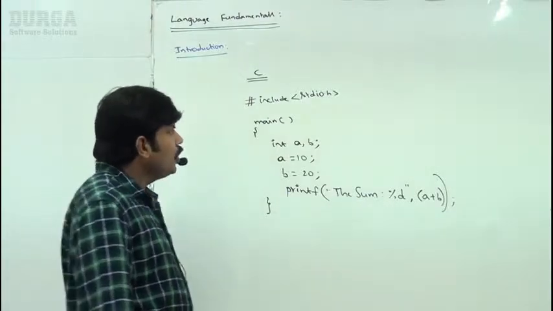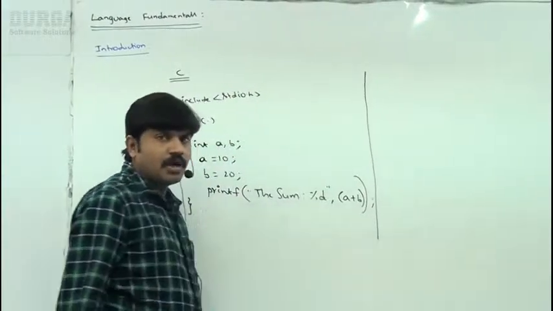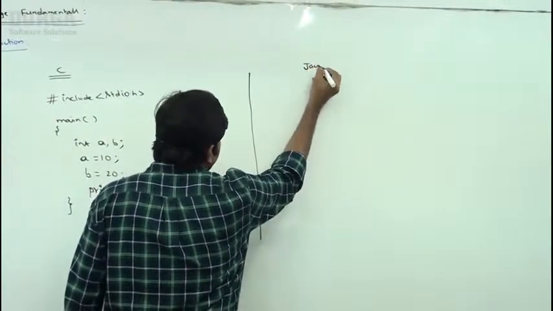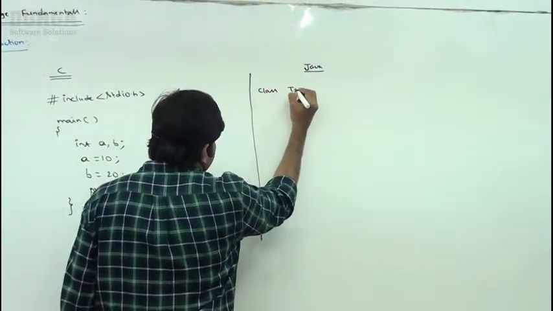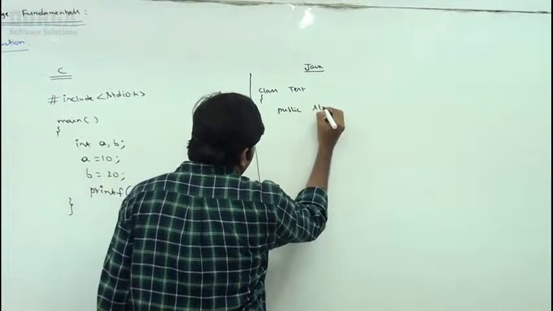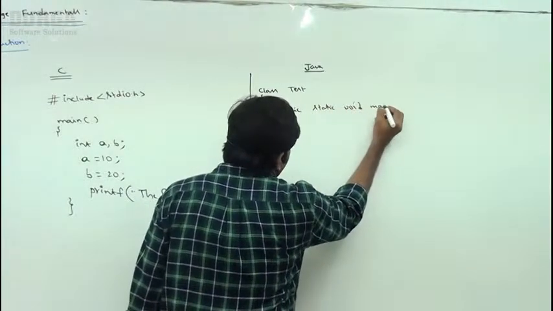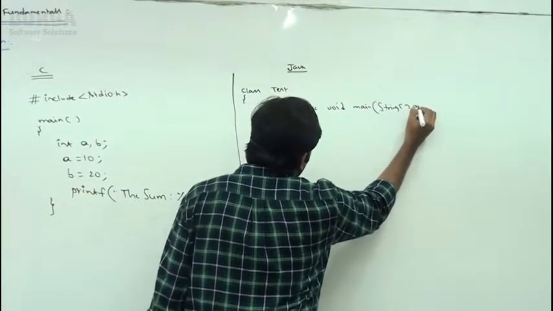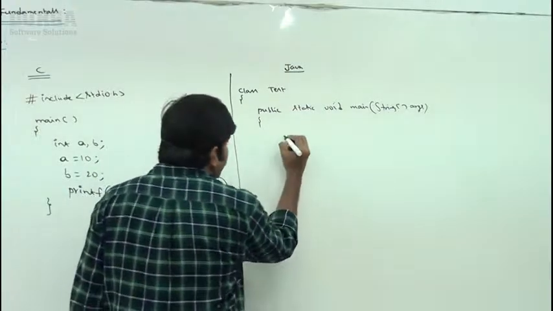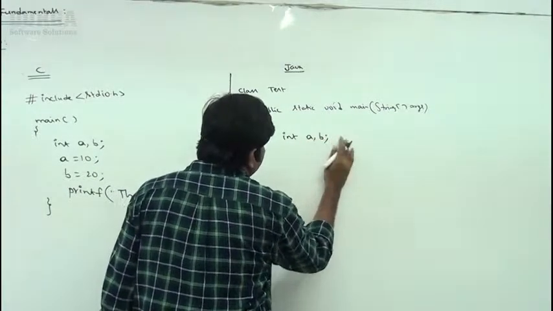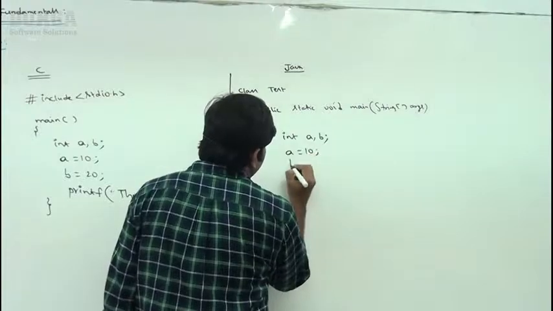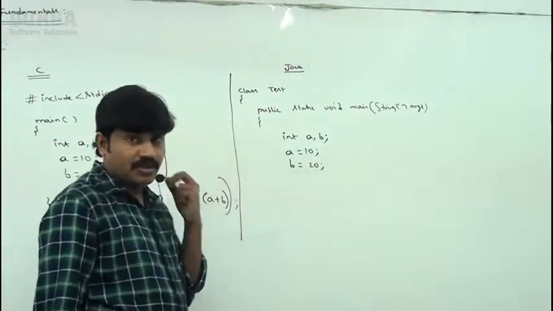Simple program only. If it is Java, for the same requirement, how can we write the code? Requirement is the same. Very simple. If it is Java based, have a look once, sir. Public class test. Public static void main, String array args. I have to declare two variables a and b, int a, b. Next, a is equal to 10, b is equal to 20.